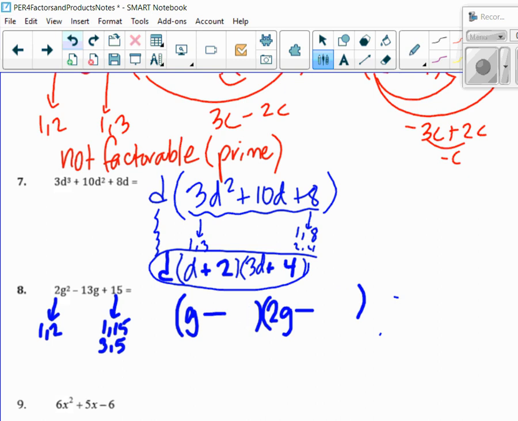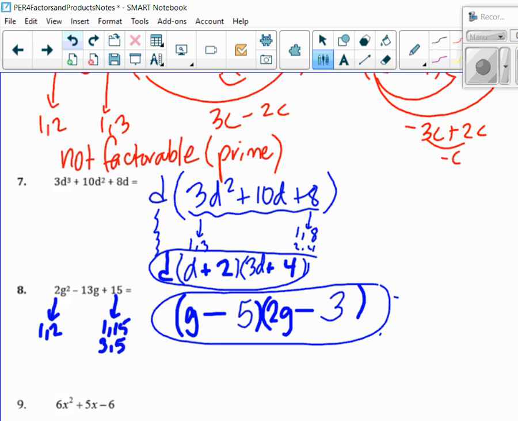So then let's do 5 and 3. Finally, hey? Do you see I get a negative 10 and a negative 3g? That makes the negative 13g, and then if I continue my FOIL, it works. So do you see? You have to just keep on guessing.